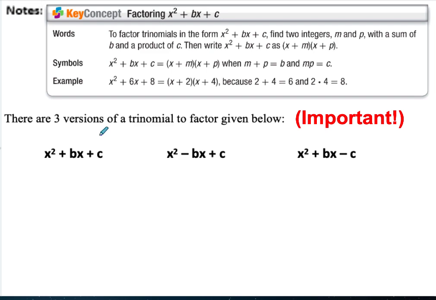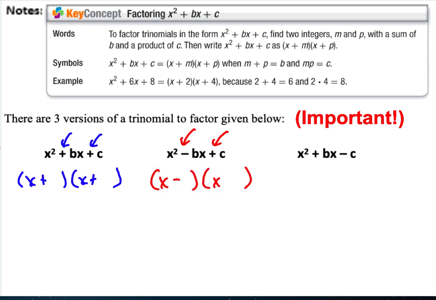If the last term is positive and the middle term is positive, that means the two binomials I was multiplying were both addition. Then it's just a matter of figuring out what numbers go with them. If my last term is positive but my middle term is negative, that means they had the same signs, but they had subtractions. They had negatives in them instead, because a negative times a negative would still give me a positive, but I'd have negative terms in the middle when I added them together.